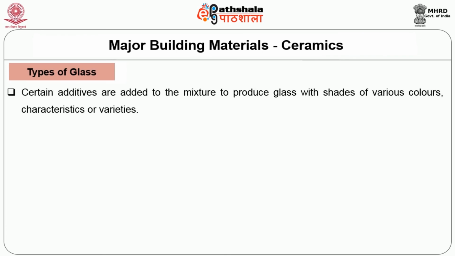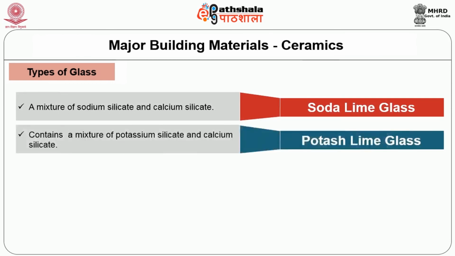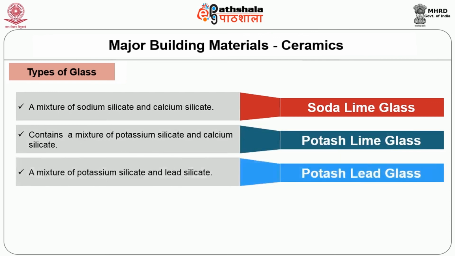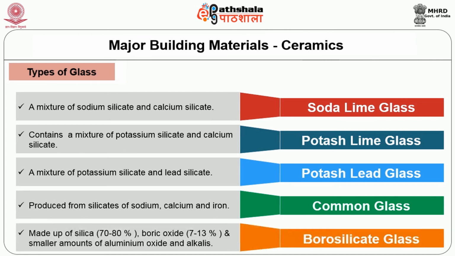Certain additives are added to the mixture to produce glass with shades of various colors, characteristics or varieties. Soda lime glass is a mixture of sodium silicate and calcium silicate. Potash lime glass contains a mixture of potassium silicate and calcium silicate. Potash lead glass is a mixture of potassium silicate and lead silicate. Common glass is produced from silicates of sodium, calcium and iron.